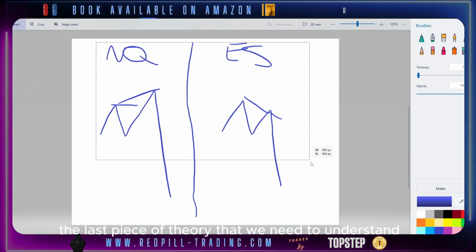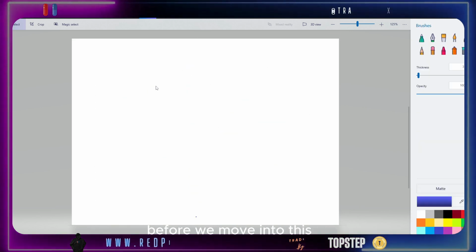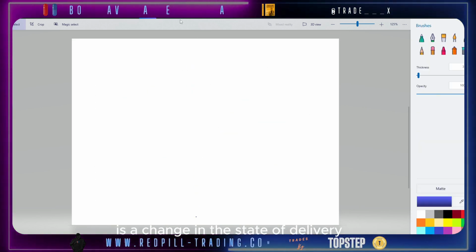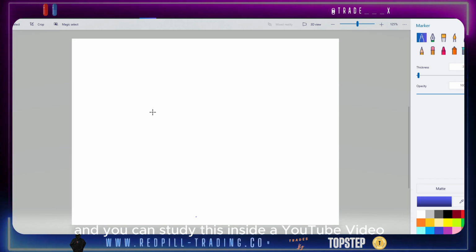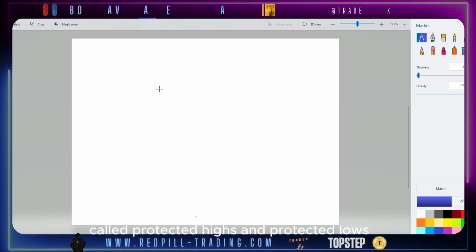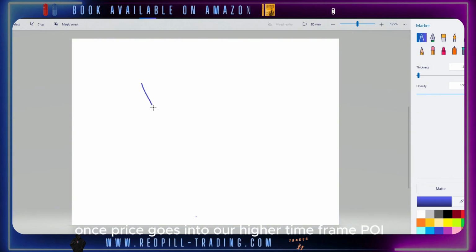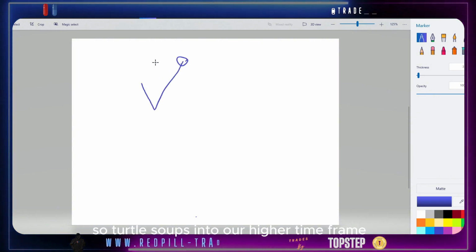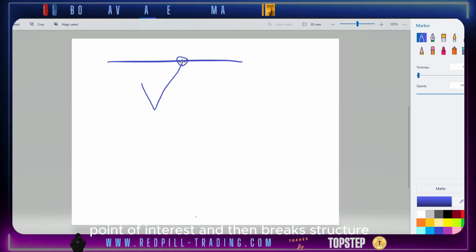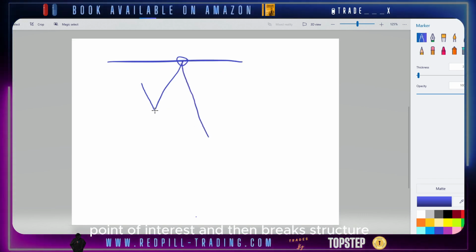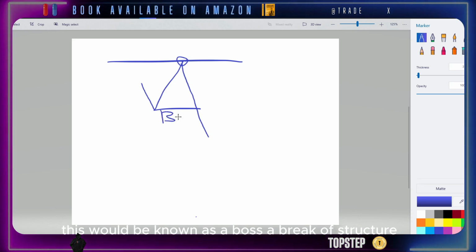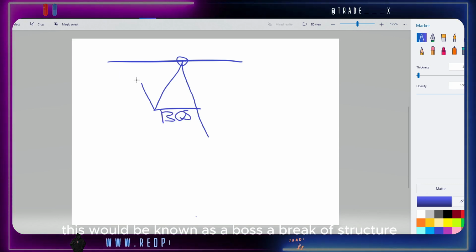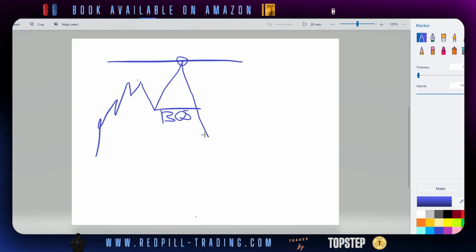The last piece of theory that we need to understand before we move into this is a change in the state of delivery. What happens here, and you can study this inside of YouTube, I've done a channel on it, it's called Protected Highs and Protected Lows. But essentially, once price goes into our higher time frame POI, so turtle soup into our higher time frame point of interest, and then breaks structure, this would be known as a BOS, a break of structure. This here is our change in state of delivery.